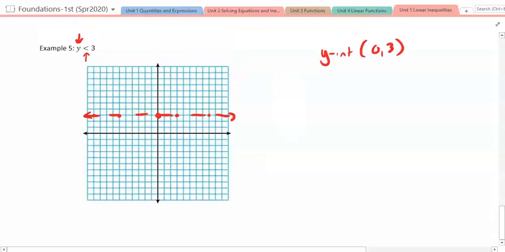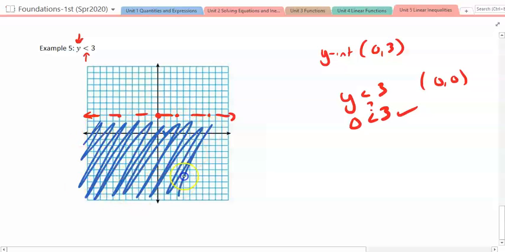Where's the shading going to be? This says that y has to be less than 3. So try an ordered pair, right? If I plug into y less than 3 the ordered pair 0, 0, there's no x for me to plug in, but I do have a 0 for the y. So is 0 less than 3? It checks out. So my point at the origin right here checks out in this case. So where's my shading going to be? It's going to be where the dot is. And in this case, that is below this line. So my shading would be all down here.